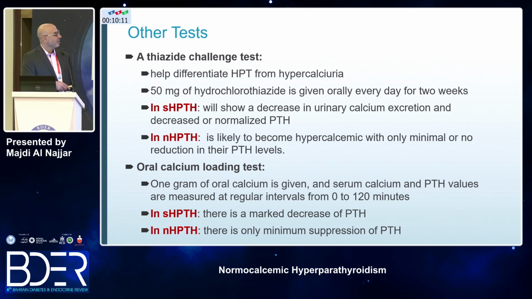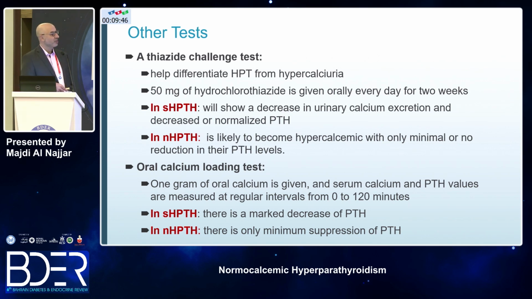Now, what is the thiazide challenge test? If someone has hypercalciuria, one of the treatments we usually offer is hydrochlorothiazide, because it increases reabsorption of calcium and decreases excretion of calcium in the urine. So what we do here, we give the patient hydrochlorothiazide 50 milligrams for 3 weeks, and then we measure urine calcium and PTH after that.